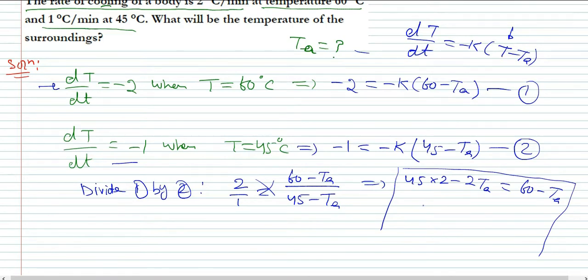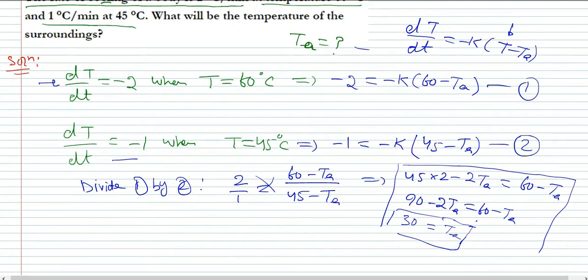45 multiplied by 2 is how much? 90, right? Minus 2Ta is equal to 60 minus Ta. Okay, now let's take the 60 to the left and 2Ta to the right. So 90 minus 60 is what, 30, and take this 2Ta to this side, this will be 2Ta minus Ta, is again Ta. So ambient temperature has to be equal to 30 degree centigrade, right?